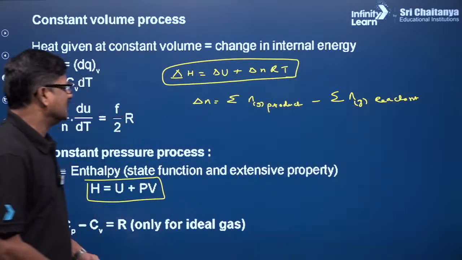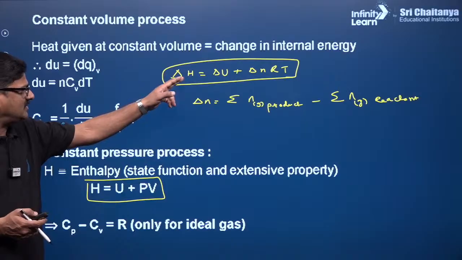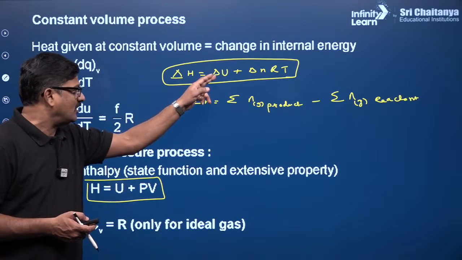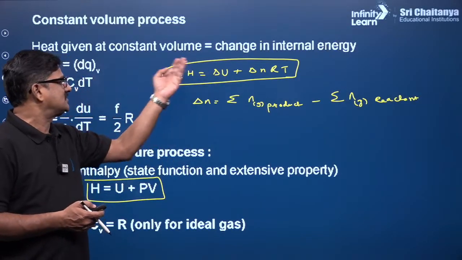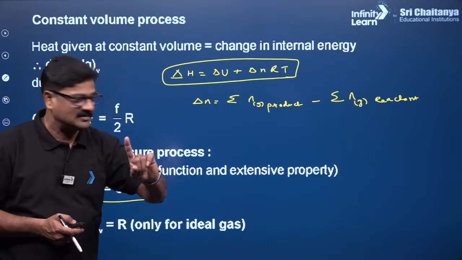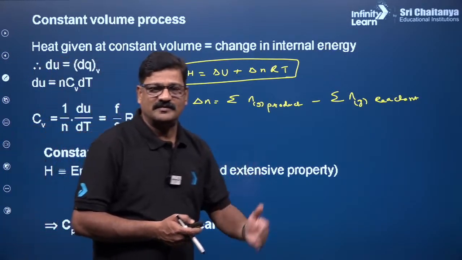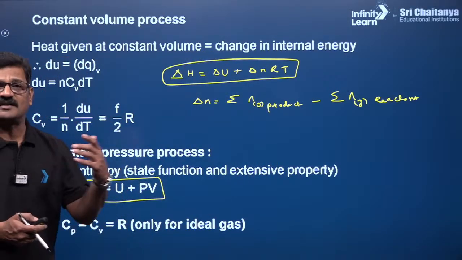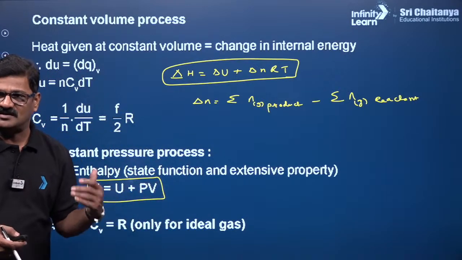So I wanted to say here, the heat at constant pressure is enthalpy, and the heat at constant volume is internal energy. The difference between these two, delta H minus delta U, you have to understand. Clear? That's very important. If delta n is equal to 0, delta H is equal to delta U. If delta n is greater than 0, delta H is greater than delta U. If delta n is less than 0, delta H is less than delta U. That's very important here.